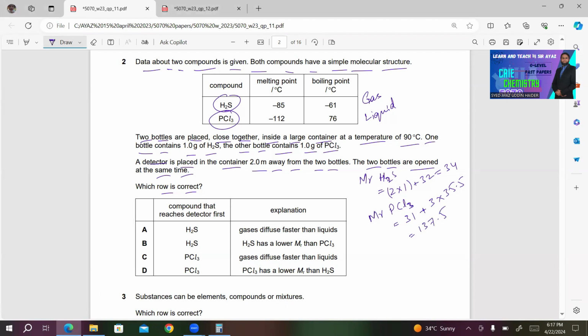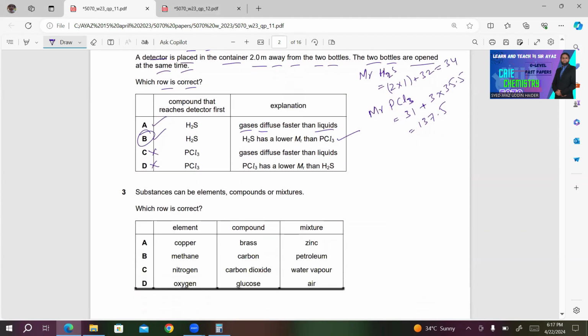So it clearly indicates that H2S must diffuse faster than PCl3. So either A is correct or B is correct. Both C and D are incorrect. You see, I have narrowed down the choices. Now it will become easier for you to choose the best answer in this case. In A, what they are saying, explanation, gases diffuse faster than liquids. This can't be the explanation because we are comparing the Mr. In B, H2S has a lower Mr than PCl3. This is the correct statement. So B must be the right answer in this case.